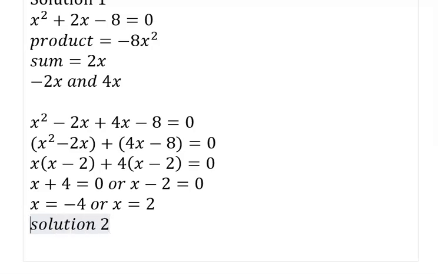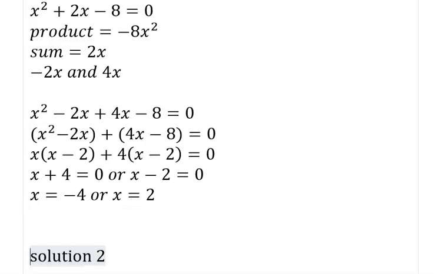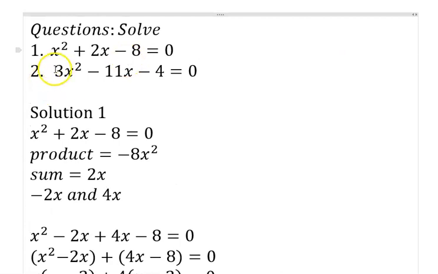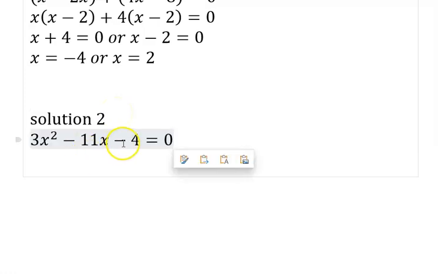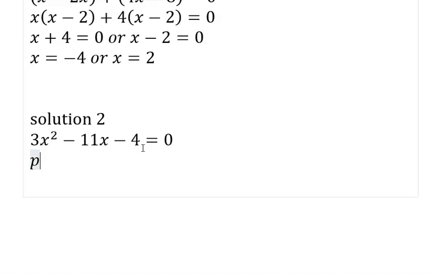Solution 2. This is the question. So we go via the same process. Beautiful. So go through the same process. Our first thing is to get our what? Our product. Don't forget, like we did in our first question. Like now you should know what to do.